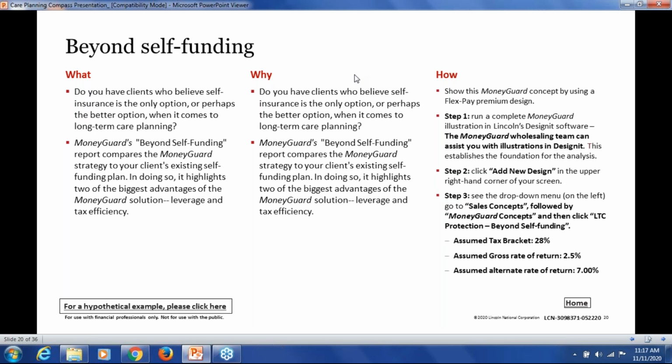So like I said, if they want to self-fund, great. Here's what that looks like. And here's what the same dollars would look like in a policy. Are you sure you still want to do this? Once they see it on paper, I think a lot of your clients are going to change their minds pretty quickly.